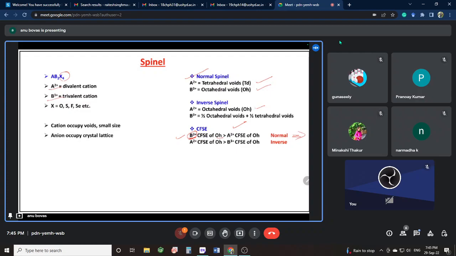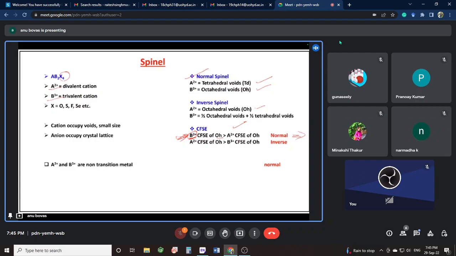So just this one thing you have to know: you calculate the CFSE, and if the CFSE of B3+ is greater than that of A2+, it will be normal. In the inverse case, where the CFSE of A2+ is greater than the CFSE of B3+, it will be an inverse spinel. And some generalized points have been given here.